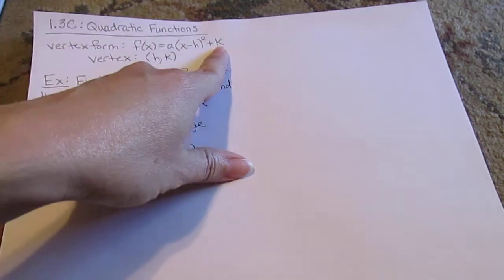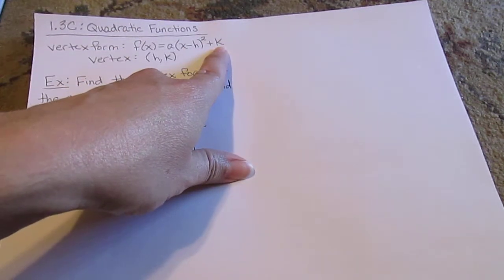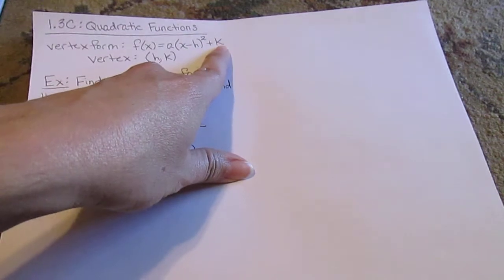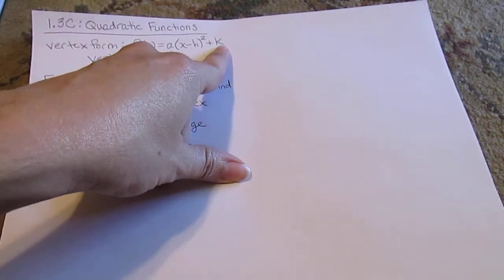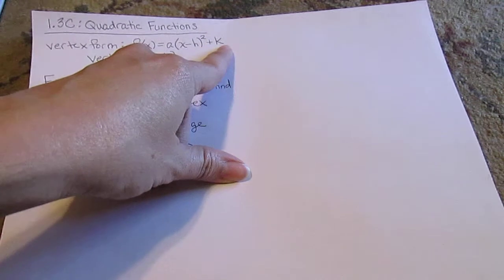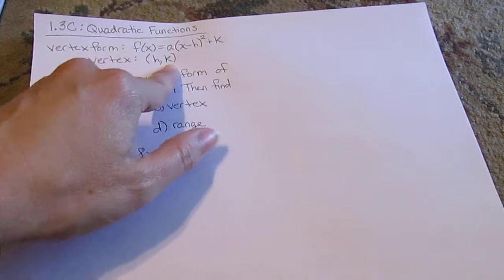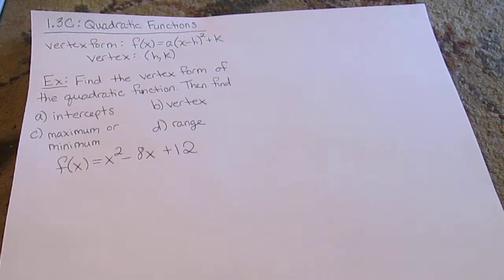All right, so this is where your y coordinate is. It's the constant at the end, and notice the sign stays the same. So if this had been a negative k, then it would have been a negative k in the vertex. So we'll give a few problems a try.